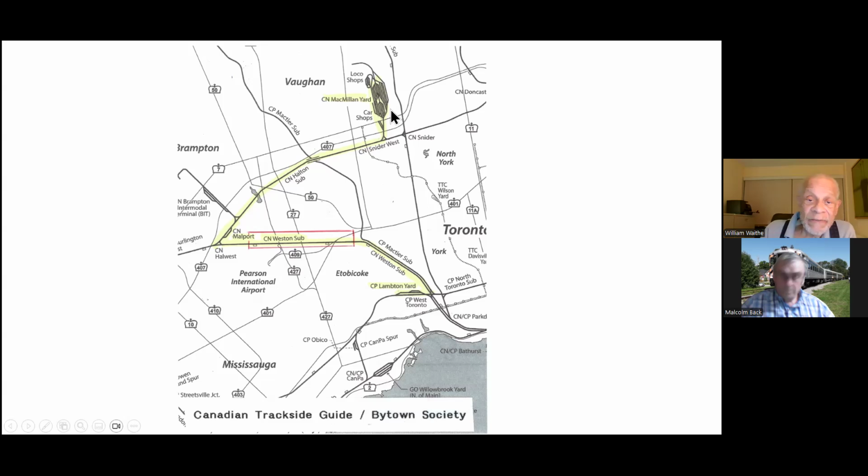So the model will be covering the Macmillan Yard, the Malport Yard, which is a storage yard for cars coming to the industries, and the interchange. All three yards, the interchange being the Lambton Yard, are essential to operating the Weston Sub in the rail world as well as on the layout.